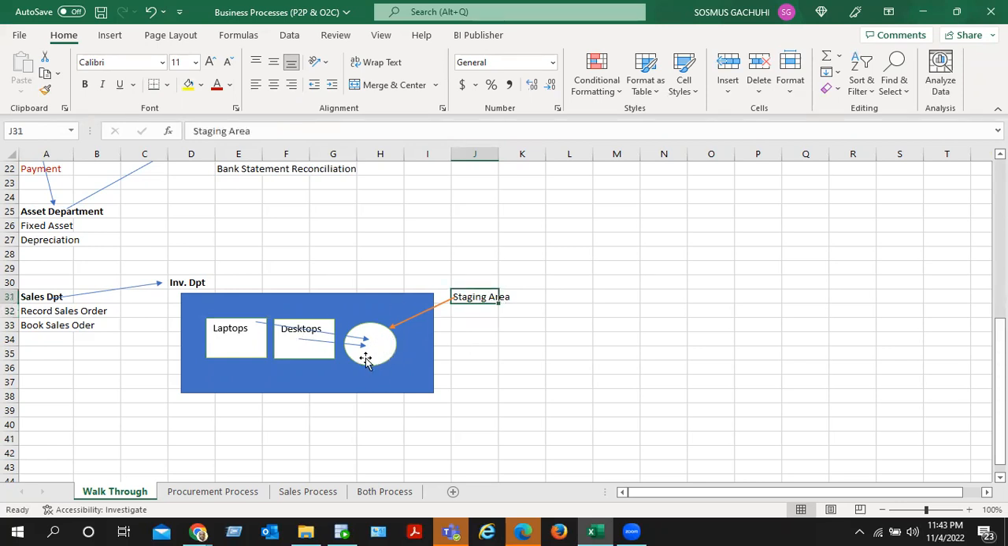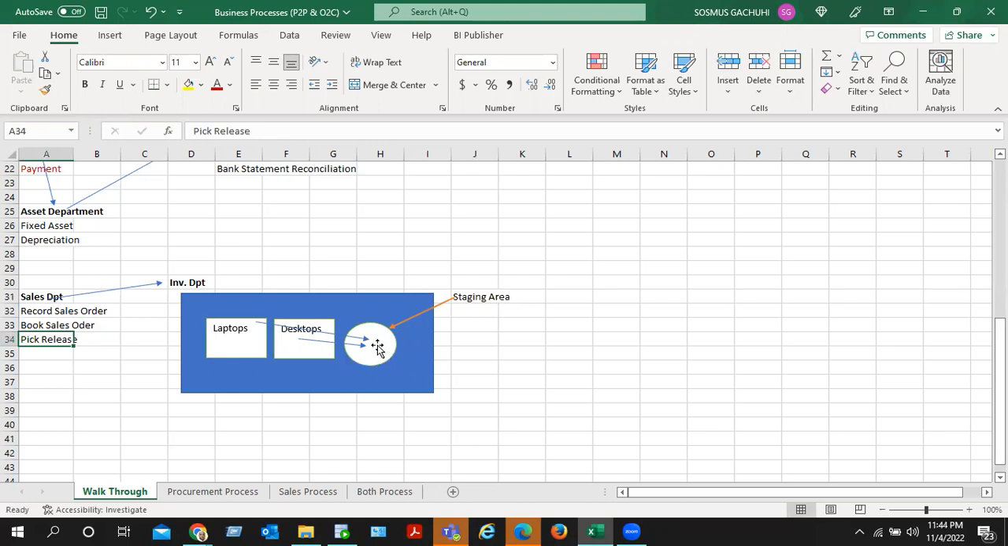So the process of moving from sub-inventory to the staging area, we usually call it pick release. It's a process we refer to as pick release. This is confirming that the goods have been moved now from the inventories or sub-inventories and have been dropped in the staging area.